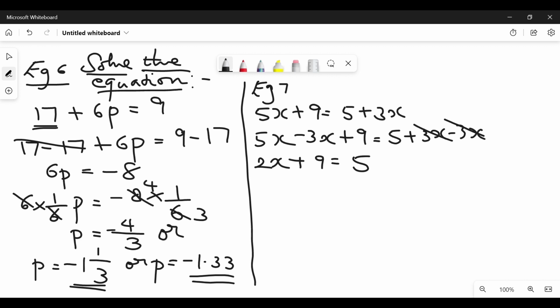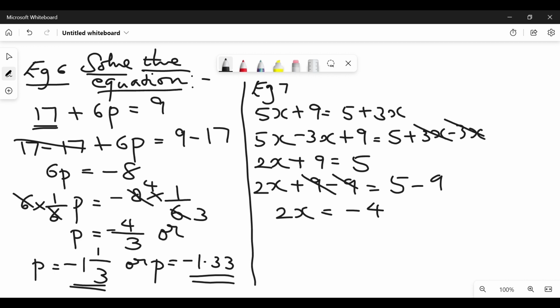Similarly, the next step is I am going to remove this 9 from the left hand side and move it to the right hand side. So again I will take the help of additive inverse only. So plus 9, you take minus 9 and you write it as 5 minus 9. Cancel 9 and 9, you get 2x equal to negative 4. Hope you are all clear up to this.